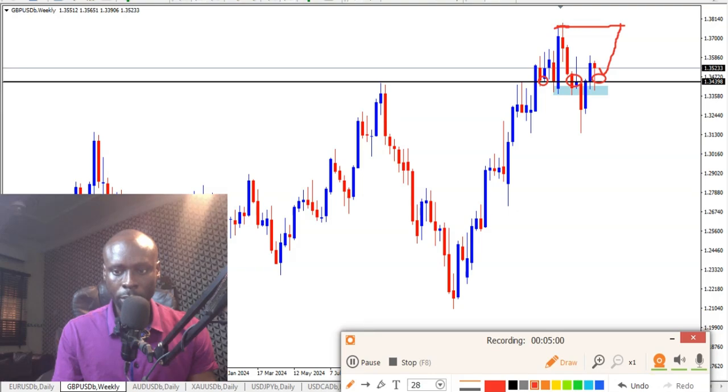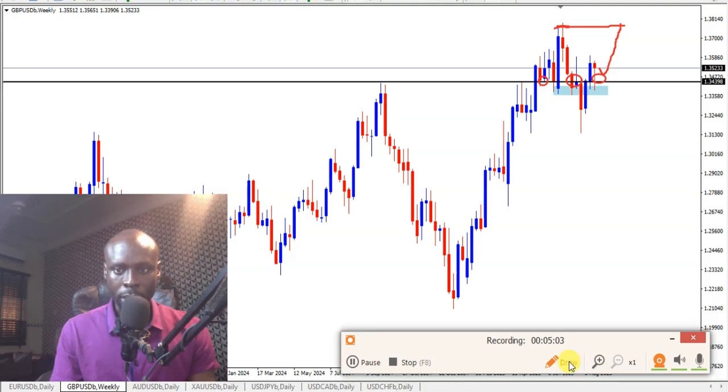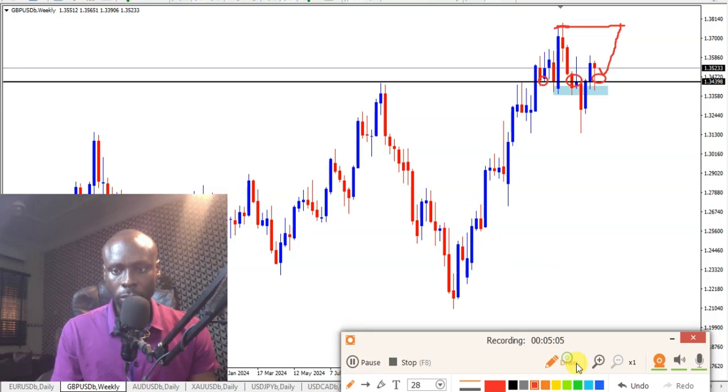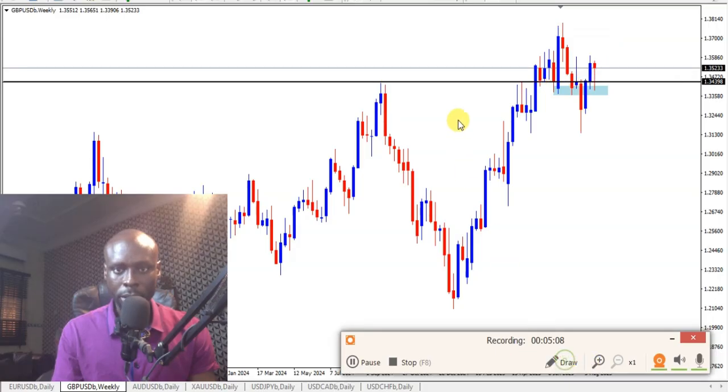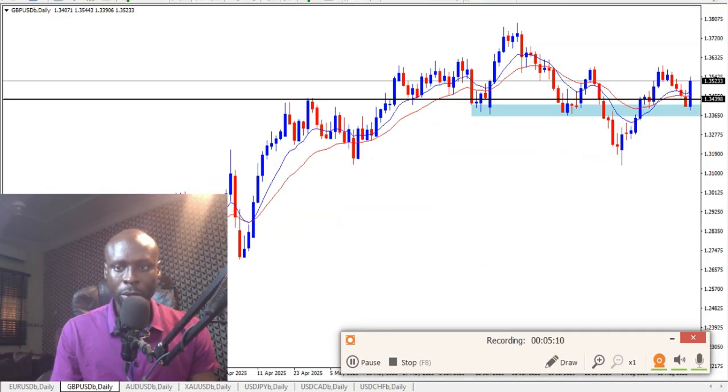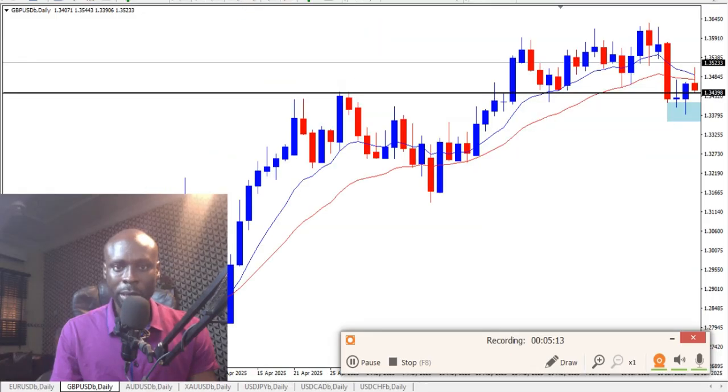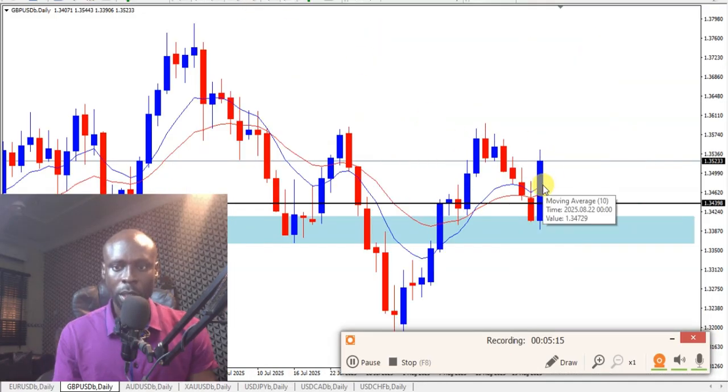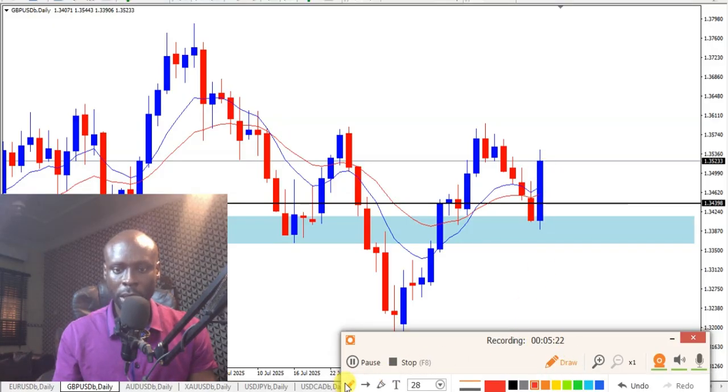So let's go back to our daily chart. We're expecting price to retest this zone. So we expect a reversal of price back to this zone before we look for any possible buying opportunity for the Pound USD. These are the areas we expect price to retest. We might see price around this zone, then we'll see further buying for the Pound USD. So look for buying opportunities on the Pound USD this coming week.